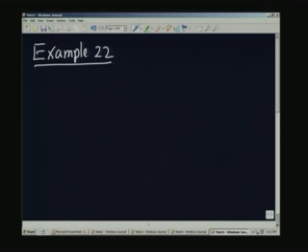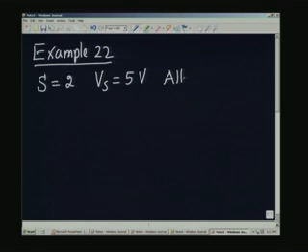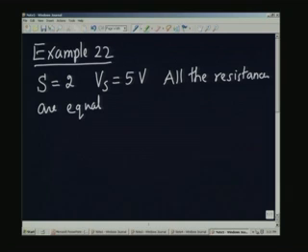Suppose I have a gauge factor, S, which was roughly equal to 2. We will just make the assumption here that it is equal to 2, and we will assume that the input voltage V s is 5 volts, and all the resistances are equal in the unstrained state for the strain gauge, and each one equal to R equal to 120 ohms.